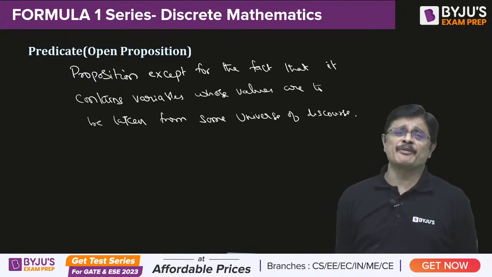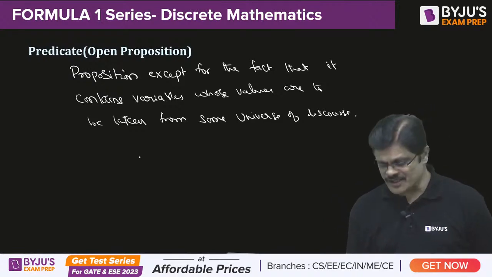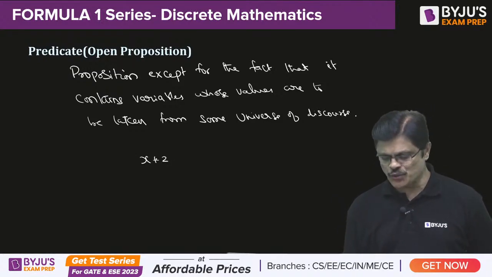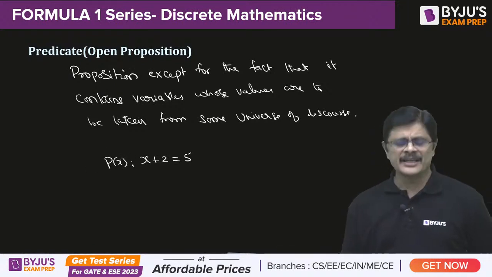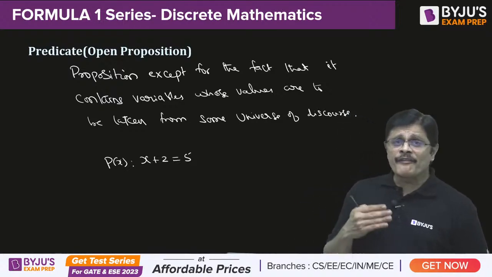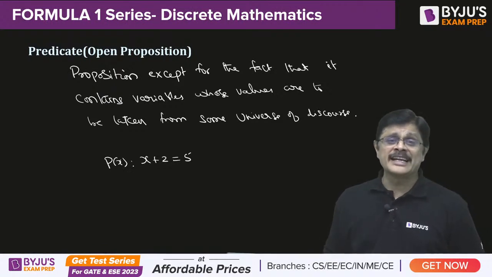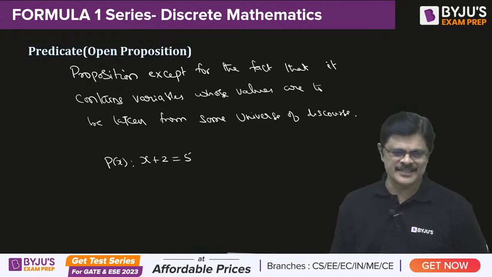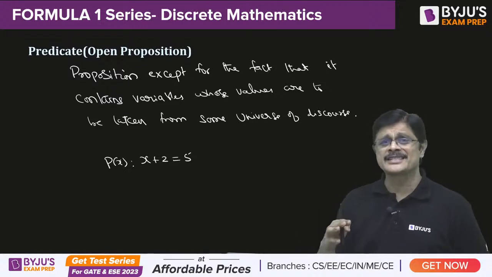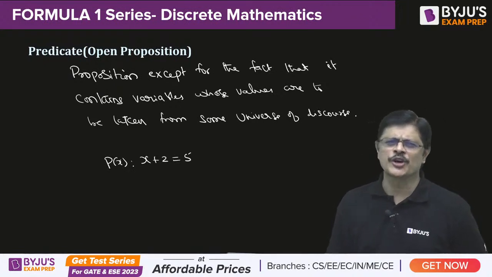It is a proposition except for the fact that it contains variables whose values are to be taken from some set that is called universe of discourse. For example, if you have x plus 2 is equal to 5, this is something like p of x, you can call it a predicate. The truth or falsity of this sentence depends on the value of x. It is ready to be a proposition but not a proposition. Such open propositions are called predicates, my dear friends, or open propositions. That is what we call an open proposition or predicate.